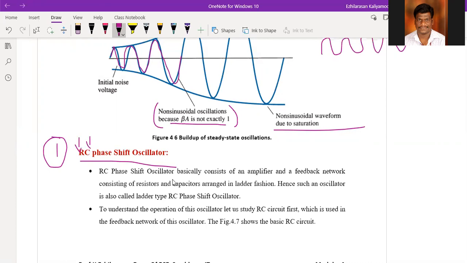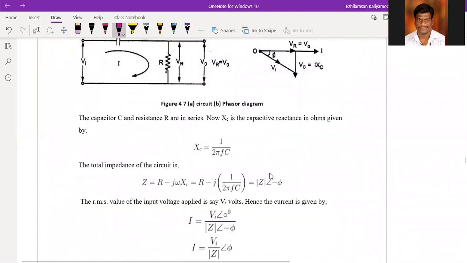The RC phase shift oscillator basically consists of an amplifier and a feedback network consisting of resistors and capacitors arranged in a ladder fashion. Hence such an oscillator is called a ladder type RC phase shift oscillator. We need to understand the operation of this oscillator, so first let us study the RC circuit.